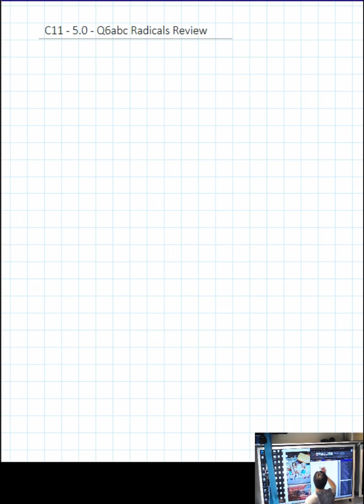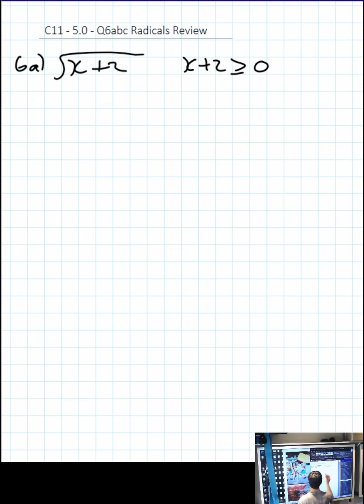Okay, we have 6a. Find the restrictions. Square root x plus 2. So beside it, let's say x plus 2 greater than or equal to 0. Let's minus 2 from both sides. Minus 2, minus 2. X needs to be greater than or equal to -2. Circle our answer. So these restrictions we're setting up for building up to solving equations, making sure we always state our restrictions.